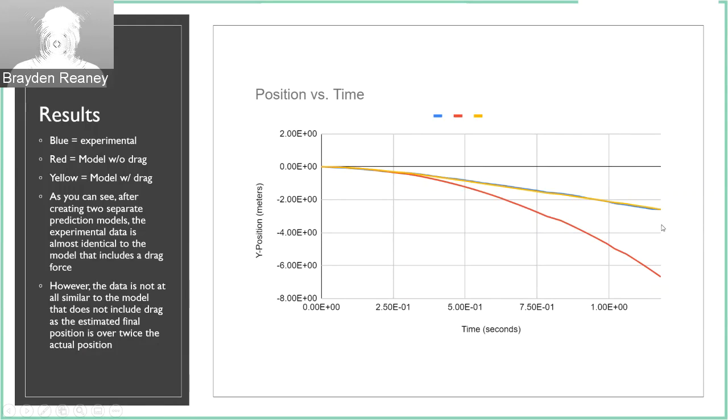And there's this huge gap in between the experimental final position and what the predicted final position would be if there was only the force of gravity. And it's actually over 2 times as much. And this is proven to be false because there is a drag force, and that's why there's such a large discrepancy, because this drag force must be very large.